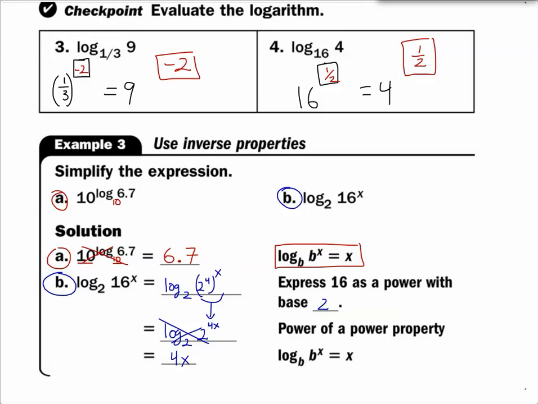Now, A and B are different versions of the same idea. If the base of the exponential function matches the base of the logarithm, and if one of them is inside of the other, then you can cancel them out and just deal with the exponent that's left. That's all for page 2. It was quite a doozy, but thank you for watching.